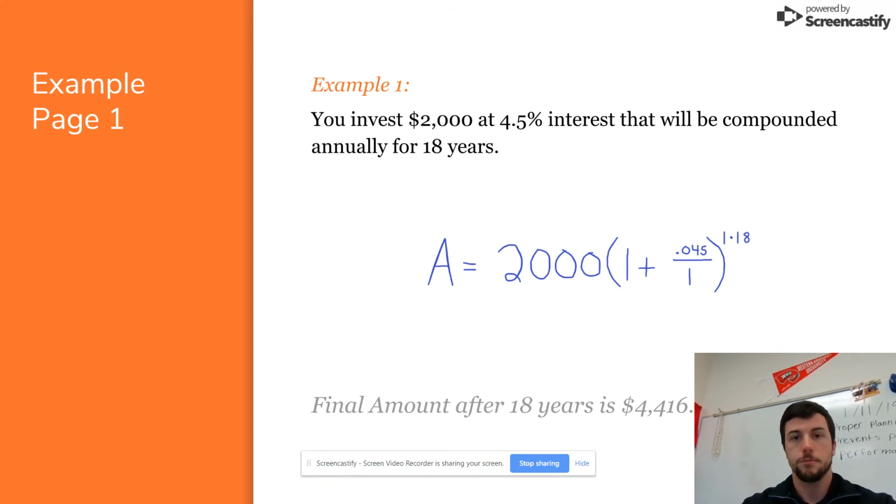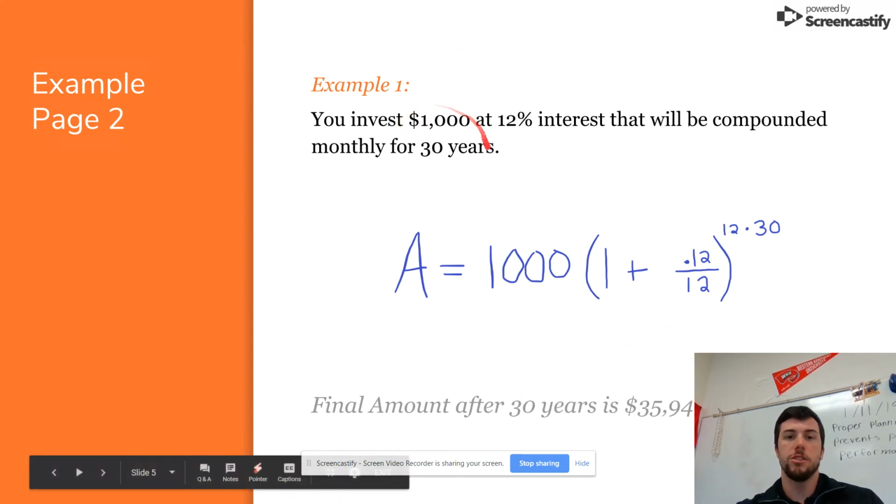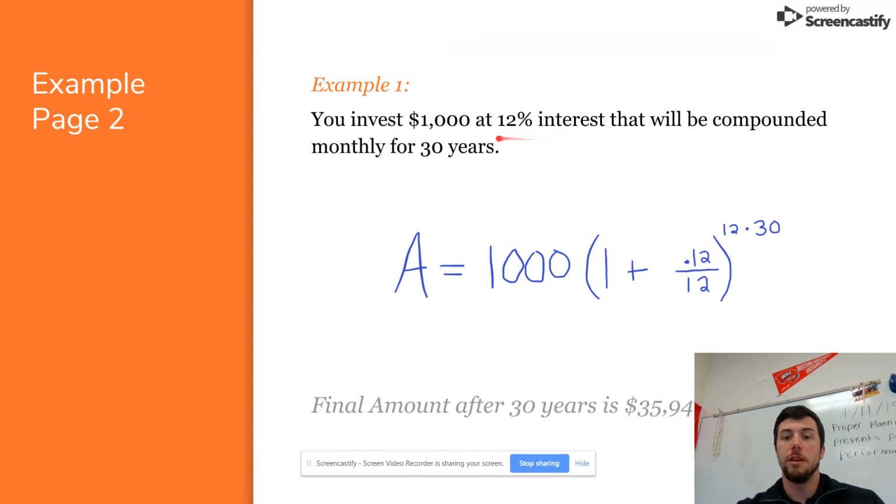What about this example? You only have $1,000 to start, but the interest rate is going to be much better. So 12% would be like a nice stock or a mutual fund, something a little more risky, but you're getting a really good payout. And this is being compounded monthly. So we're not compounding once a year anymore. We're actually going to compound 12 times a year.